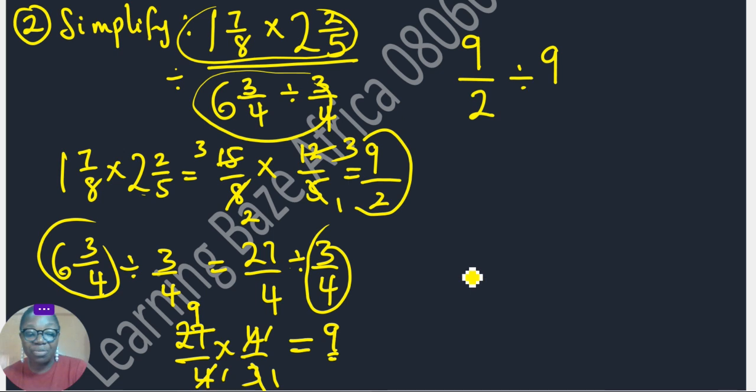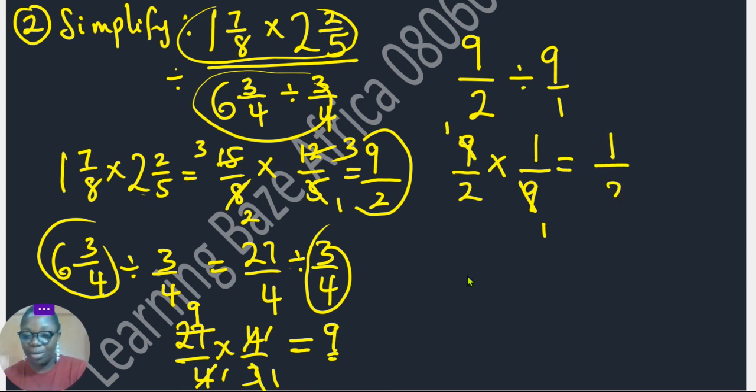9 can be written as a fraction, that's 9 over 1. Now the division sign will change to multiplication. Turning this upside down, it becomes 1/9. 9 into 9 is 1. So the answer to this fraction is 1/2. So the whole expression will give us 1/2.